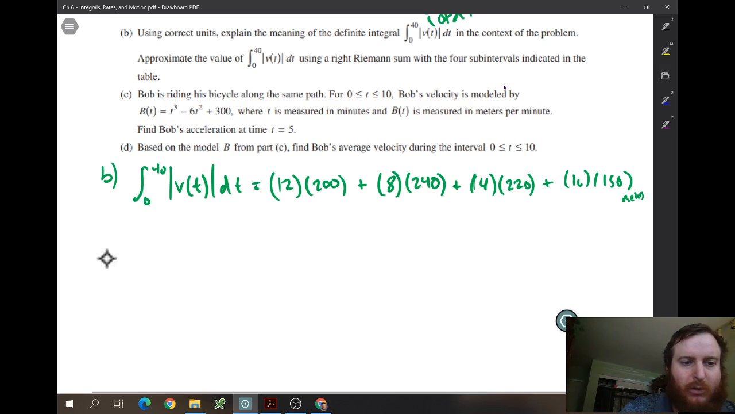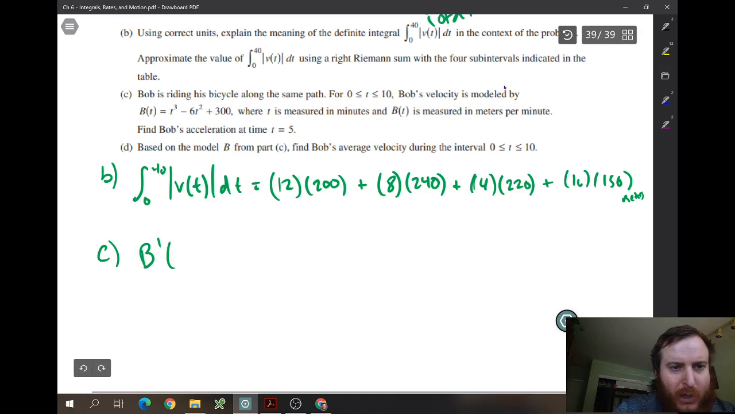Okay, C now has a new person, Bob, and it says now Bob is going at a velocity of B of t equals t cubed. They like to do this. They like to give you one equation and the table, or a table and something else, to compare it and see that you can do both. So they say Bob's velocity is here. What's Bob's acceleration at time 5?